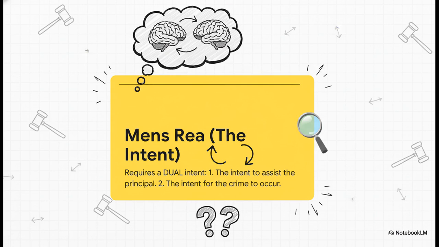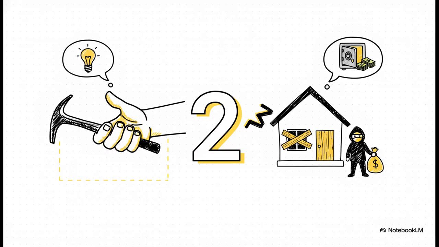And this is where it gets tricky, because for an accomplice, it requires something called a dual intent. A prosecutor has to prove not just one, but two things about what was going on inside the accomplice's head. That's right, the prosecution has to prove two separate layers of intent. First, that you intended to provide the help. You meant to hand over that crowbar. And second, that you did it with the intent that the actual crime, the burglary, would actually happen.